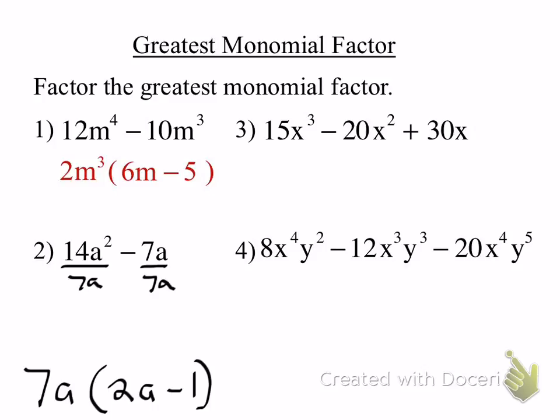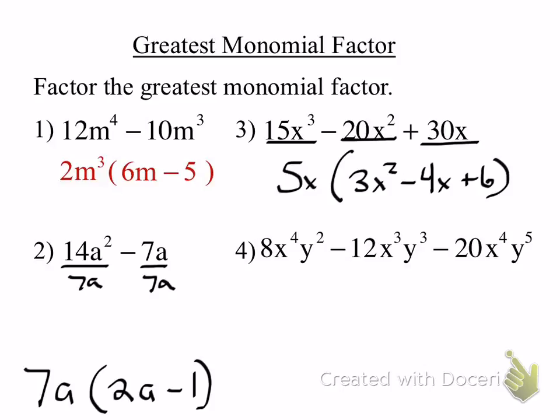Kate. 5x. I can't take any more than 1x. Okay. What's left when I divide the first one? 3x squared. Good. Nicole, when I divide this middle term by 5x, negative 4x. When I divide this one, let's go with Gabby, plus 6. Are you guys good?